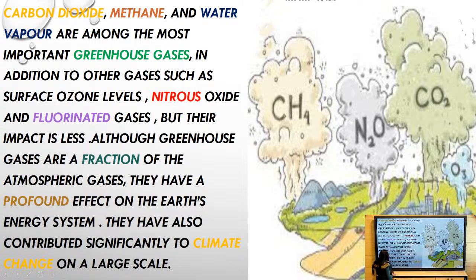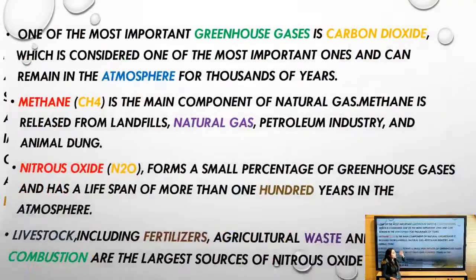Although greenhouse gases are a fraction of the atmospheric gases, they have a profound effect on the Earth's energy system. So all these greenhouse gases have a big effect and impact on Earth. They have also contributed significantly to climate change on a large scale. So if we have too much greenhouse gases in the atmosphere, then we will have global warming and climate change.